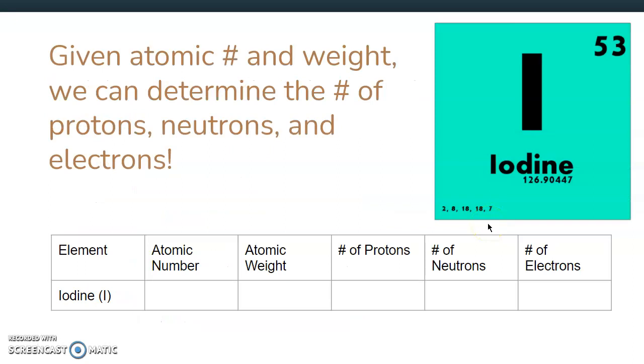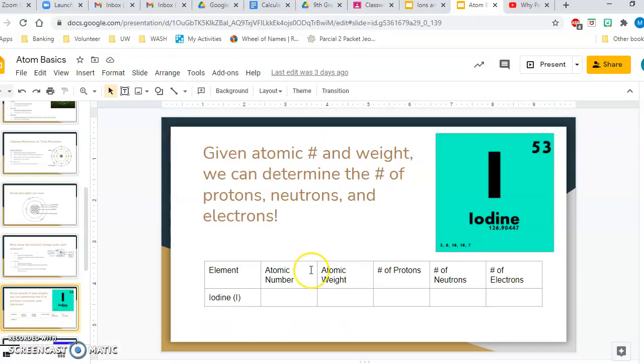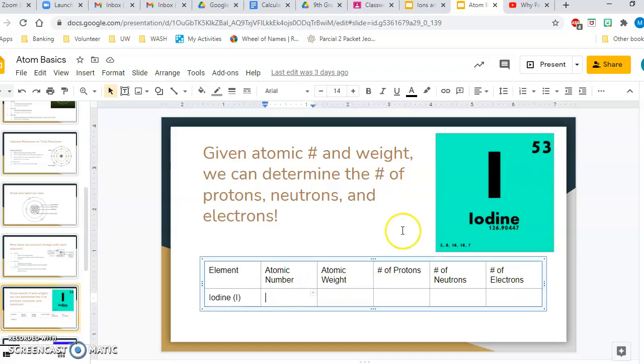So, let's try a few. I'm going to work through these with you guys. So, given iodine, we want to be able to fill out the rest of this chart. This chart is asking for the atomic number of iodine. So we look up here on the top of our picture, and we see a 53. So, our atomic number is up here.